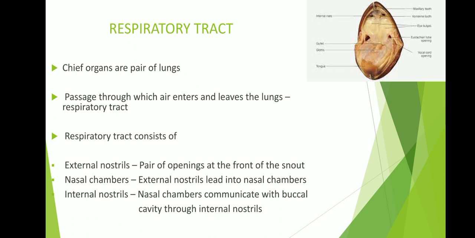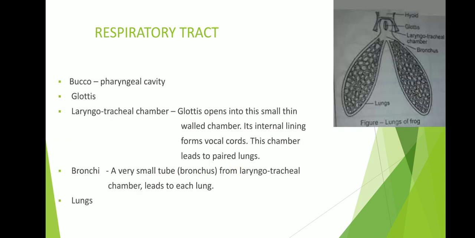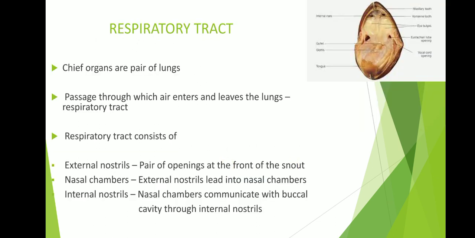And the passage through which air enters and leaves the lungs is called the respiratory tract. So respiratory tract consists of external nostrils, nasal chambers, internal nostrils, then buccopharyngeal cavity, glottis, laryngeotracheal chamber and bronchi, then lungs. These are the major organs found in the respiratory tract of frog.